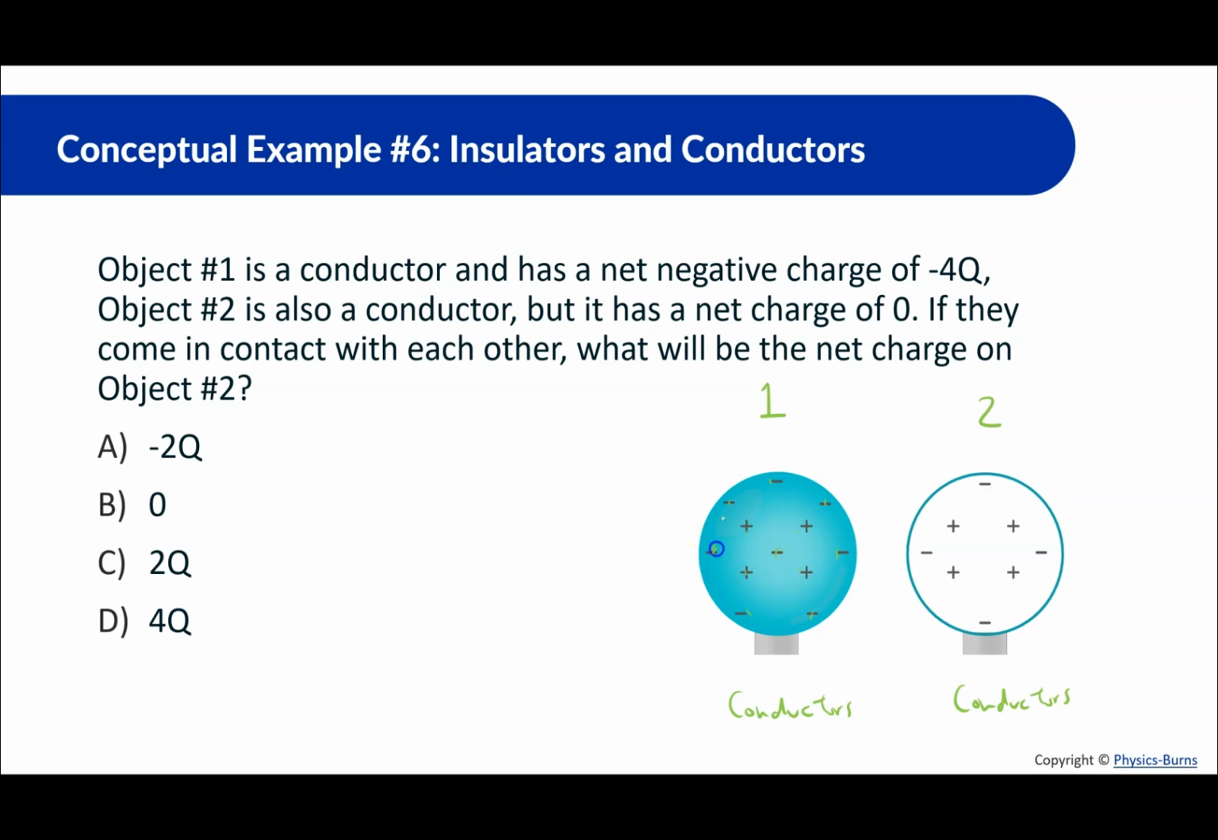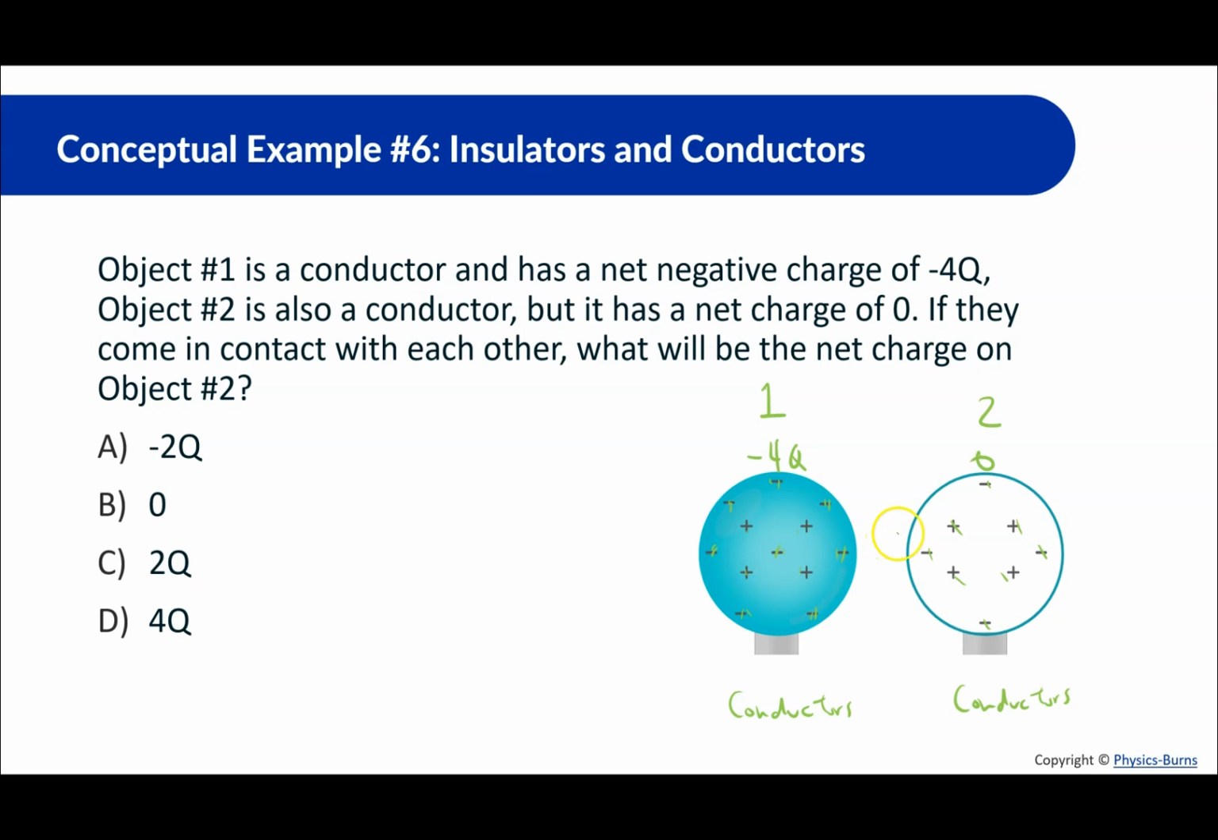Wait, hold on. So let me count. 1, 2, 3, 4, 5, 6, 7, 8. Sorry, 8 negative charges and 4 positive charges. So that means it's going to have a -4 charge right now. This one has 1, 2, 3, 4 negative and 4 positive, meaning 0.